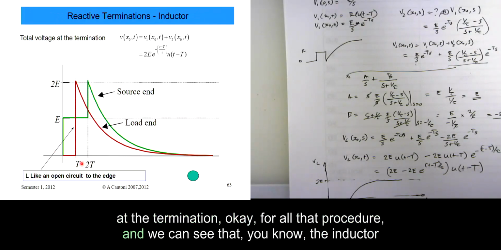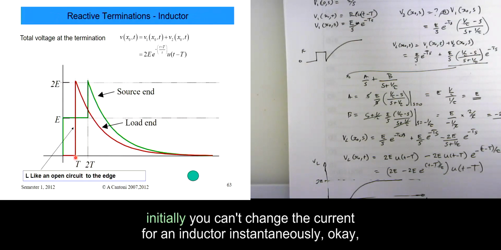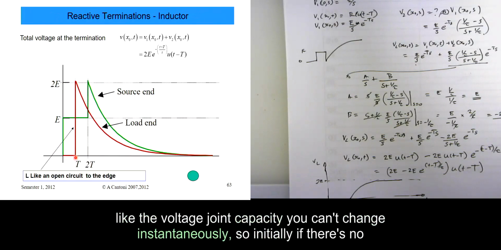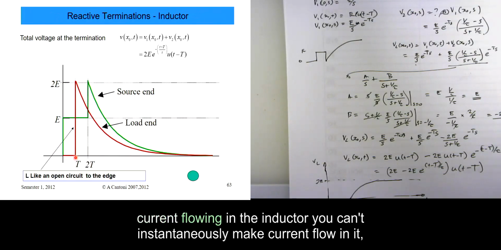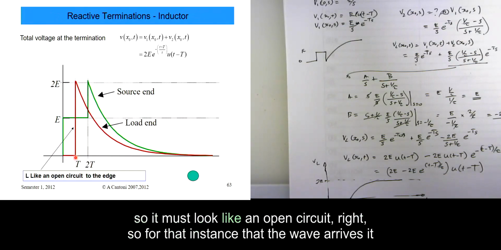Go through all that procedure, and we can see that with the inductor, initially, you can't change the current through an inductor instantaneously. Like the voltage on a capacitor, you can't change it instantaneously. So initially, if there's no current flowing in the inductor, you can't instantaneously make current flow in it, so it must look like an open circuit, right?